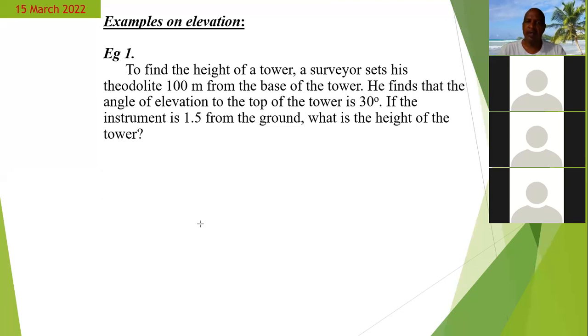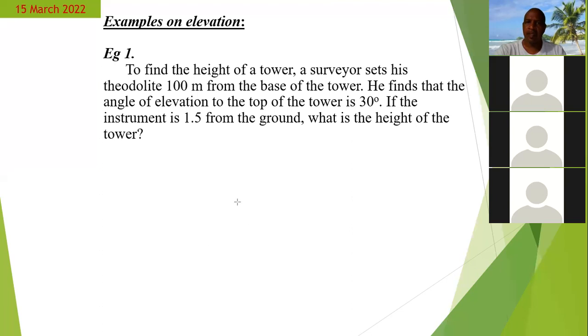Here we know we have the ground level, we have a tower standing tall, and we have an instrument, the theodolite, standing tall on the ground. We know that the theodolite is 100 meters away from the tower, and it is measuring an angle of elevation of 30 degrees. So with that said, Mr. Lamar, you want to walk me through the process?